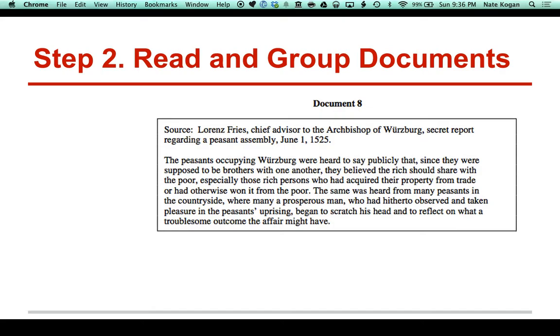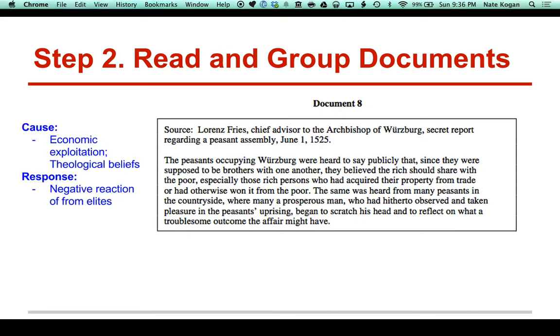I move on to another document, and I'll just take it from the middle of the packet, document 8, for instance. Lorenz Fries, chief advisor to the Archbishop of Würzburg. It says it's a secret report. These are all noteworthy things. As I read this document, I start to identify that the cause has something again to do with economic exploitation as well as theological beliefs. And here again we have a negative reaction from elites. We know this person is an advisor, so they have a high up position. They're working for an archbishop. That title also tells me that these are Catholic elites, which will be something we'll come back to in a little bit.